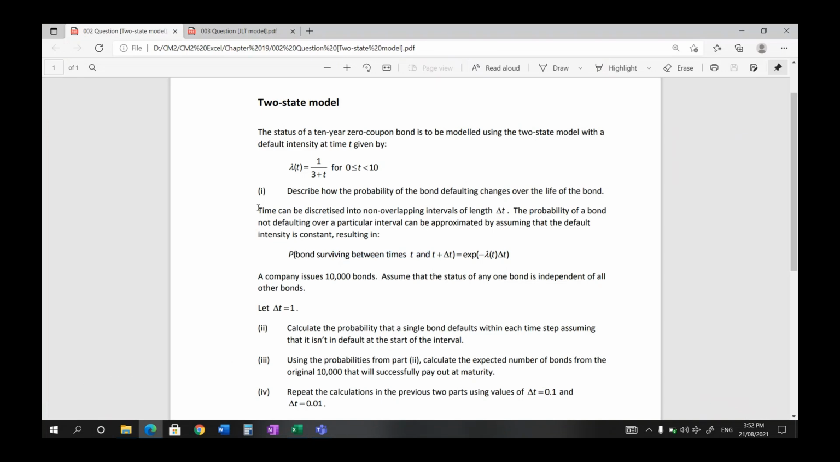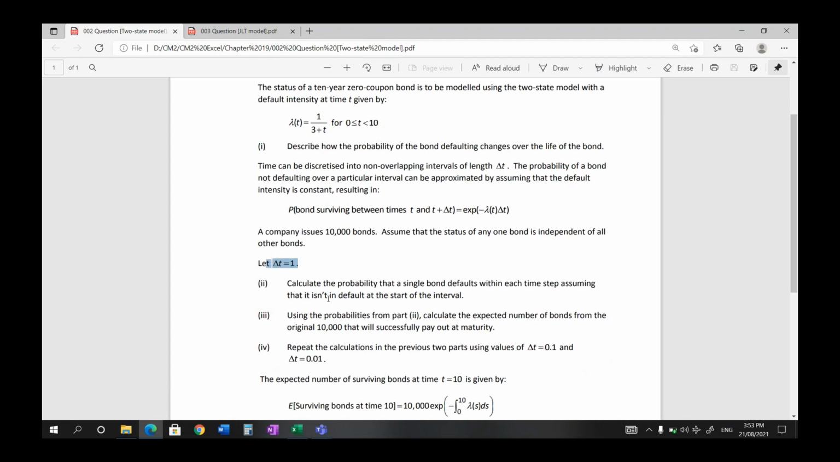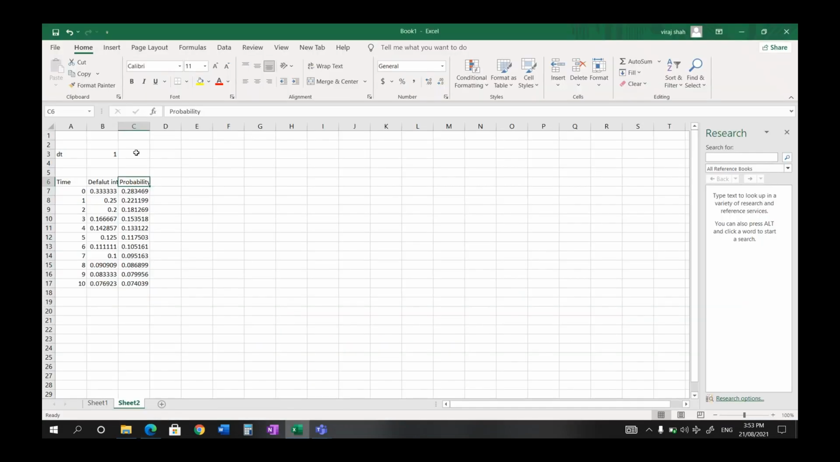Time can be decreased into non-overlapping time intervals of length dt. The probability of a bond not defaulting over a certain time period can be calculated by e raised to minus lambda t dt. Lambda t formula is here, dt we have as equal to 1. A company issues 10,000 bonds. Assume that the state of any one bond is independent of another bond. Let dt be equal to 1. Okay, we have taken dt equal to 1.